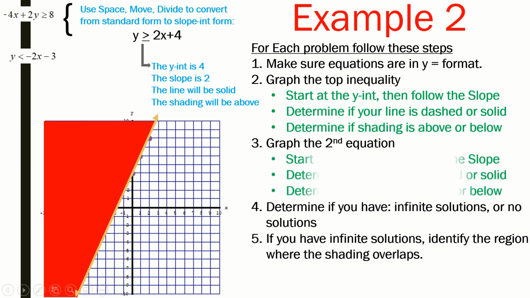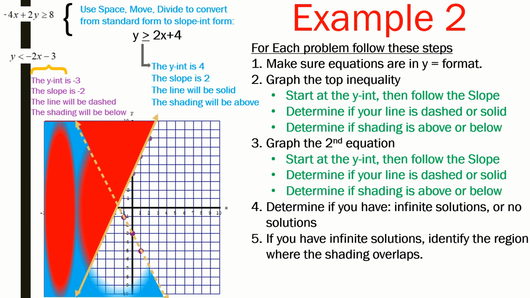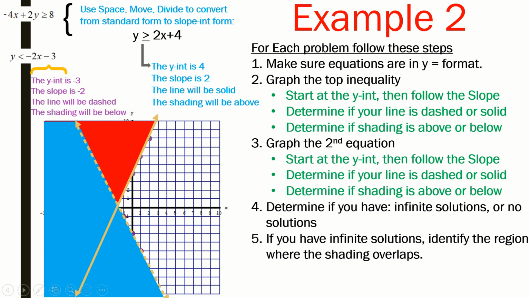Okay, step number 3, graph the second equation. The second equation will be easier. The y is already isolated here. So we have the intercept is -3. The slope is -2, so it's going to go down 2 over 1, down 2 over 1. And this time the line is going to be dashed, a dashed line. The shading should be below the line. Beautiful blue, like a baby blue, like the Chargers uniform sometimes. Gorgeous. Poor Chargers.